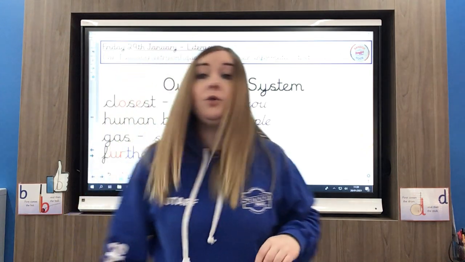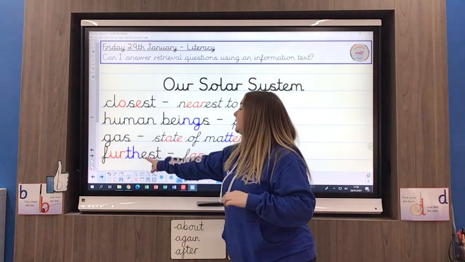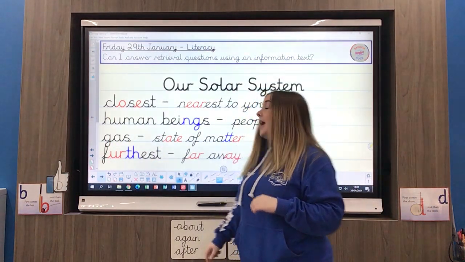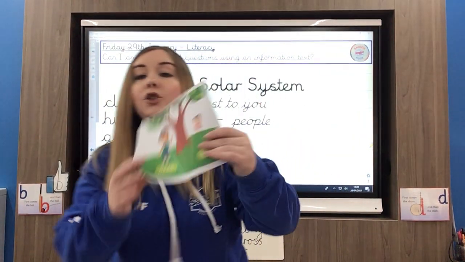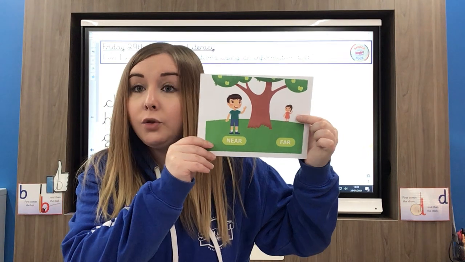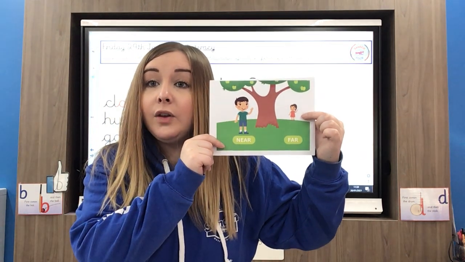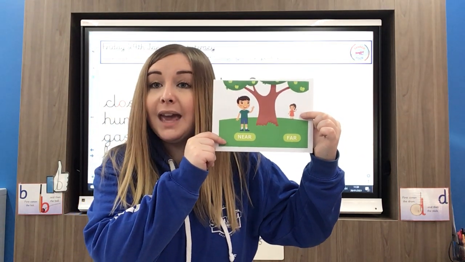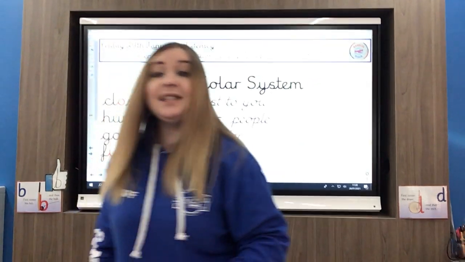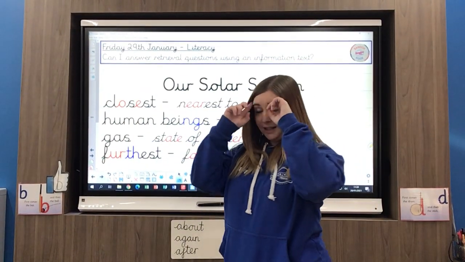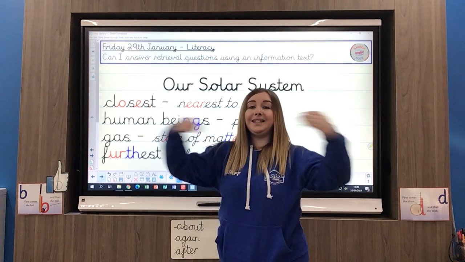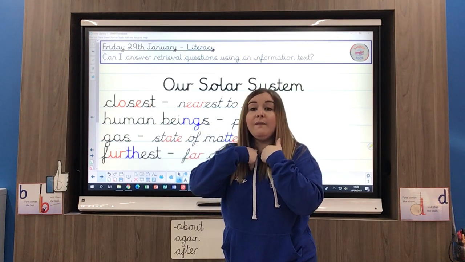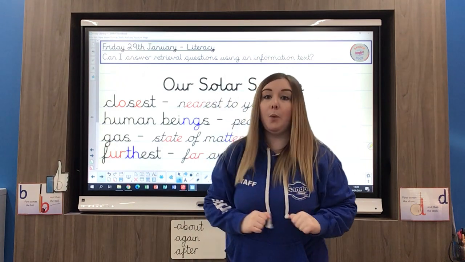And then our final word, year 4, is furthest. And furthest means far away. And you'll notice on my picture that this little girl is the furthest away. Okay, and furthest is the opposite of closest. So closest is the nearest to us, furthest is the furthest away.